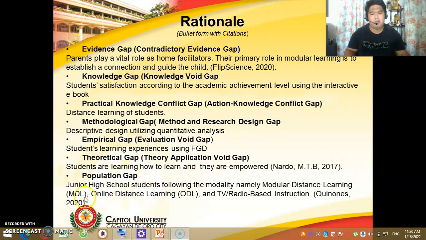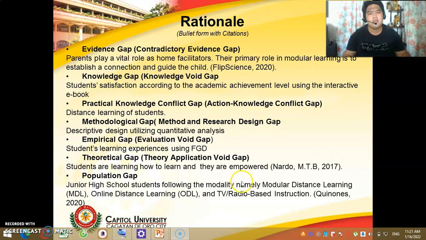And lastly, for population gap, junior high school students following the modalities, namely modular distance learning or MDL, online distance learning or ODL, that is the focus of the study, and the TV radio based instruction. That's according to Kinonis of 2020.